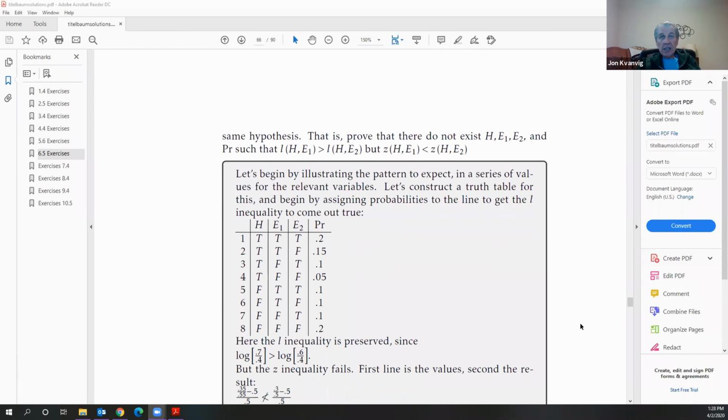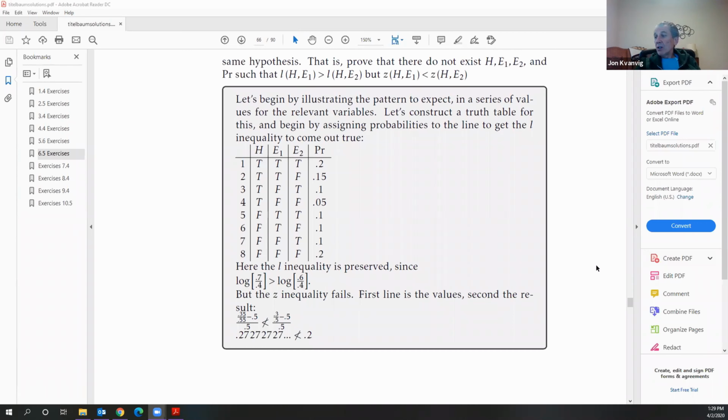All right, now this is extremely hard to see your way through. So let me take you through the steps that I went through in thinking about what was going on here, because you have to get comfortable with the Z measure and how it relates to the log likelihood measure first. So let's just illustrate the pattern to expect in a series of values for the relevant variables. So I'm going to construct some tables and then we'll show what's going on in terms of the 2 measures. And maybe we'll start to see a pattern, and that'll help us see how to demonstrate the fact that we're supposed to be demonstrating.